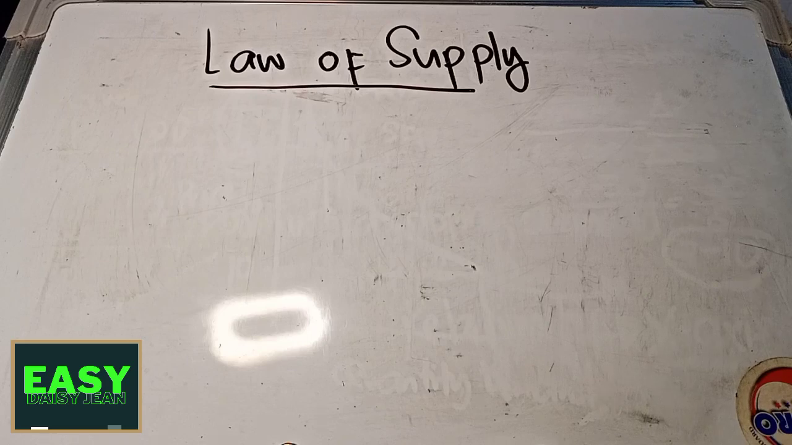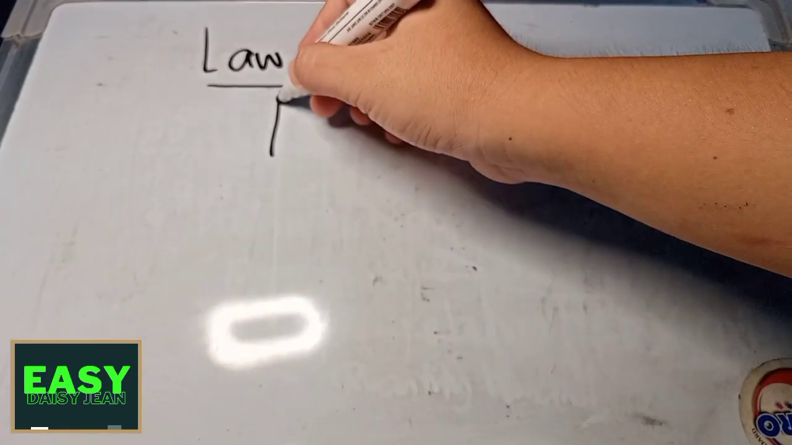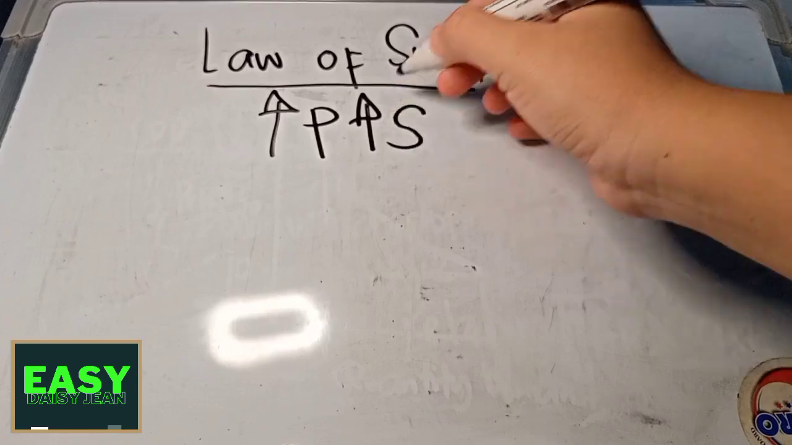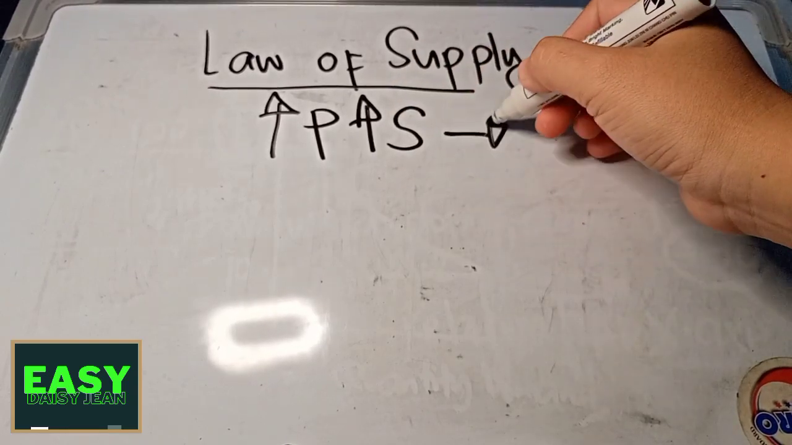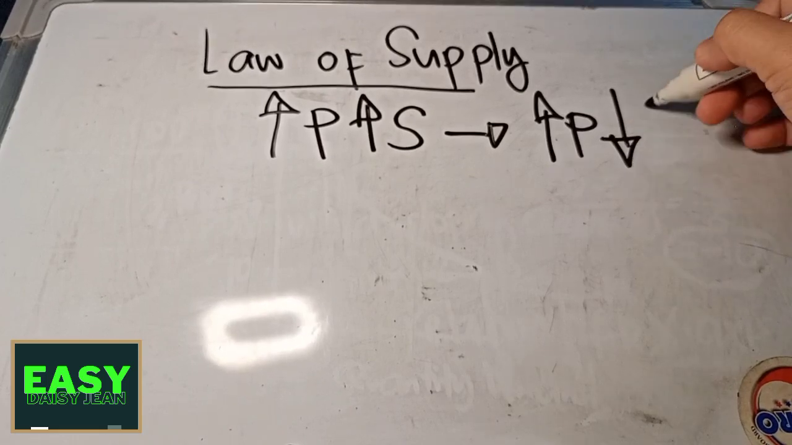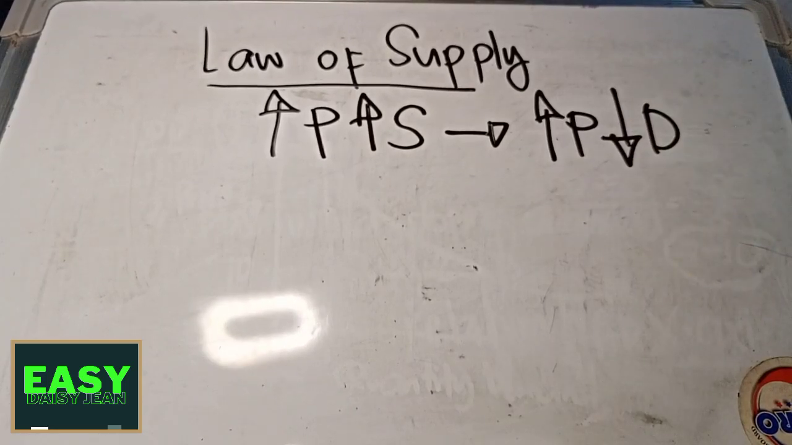The law of supply states that an increase in price causes an increase in supply. It is different for demand, because when there is an increase in price, there is a decrease in demand. So this is the law of supply. When there is an increase in price, there is an increase in supply.